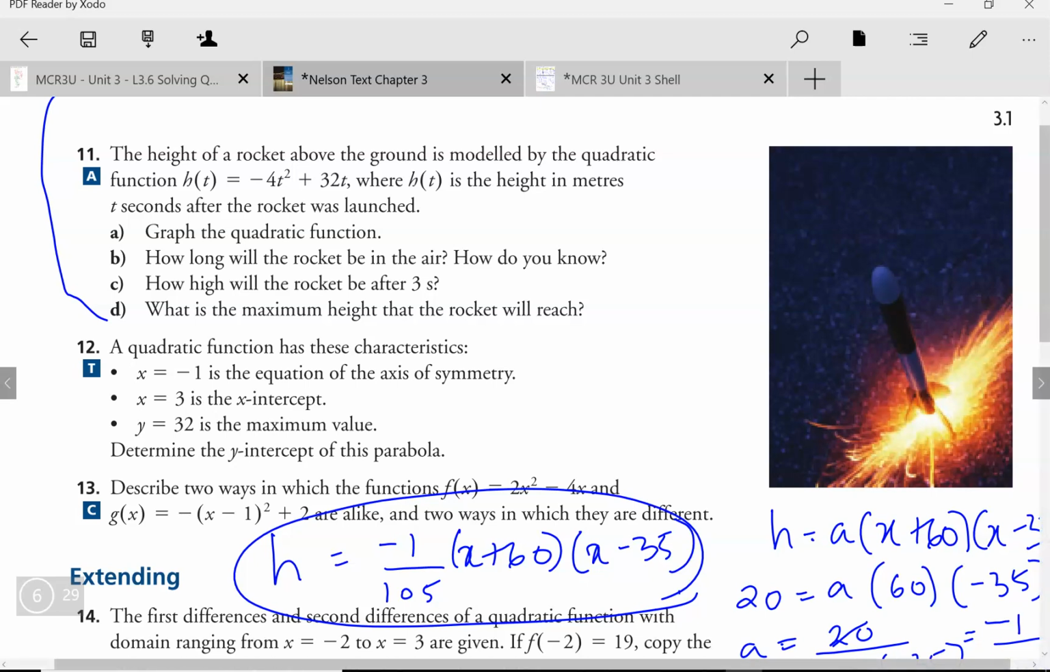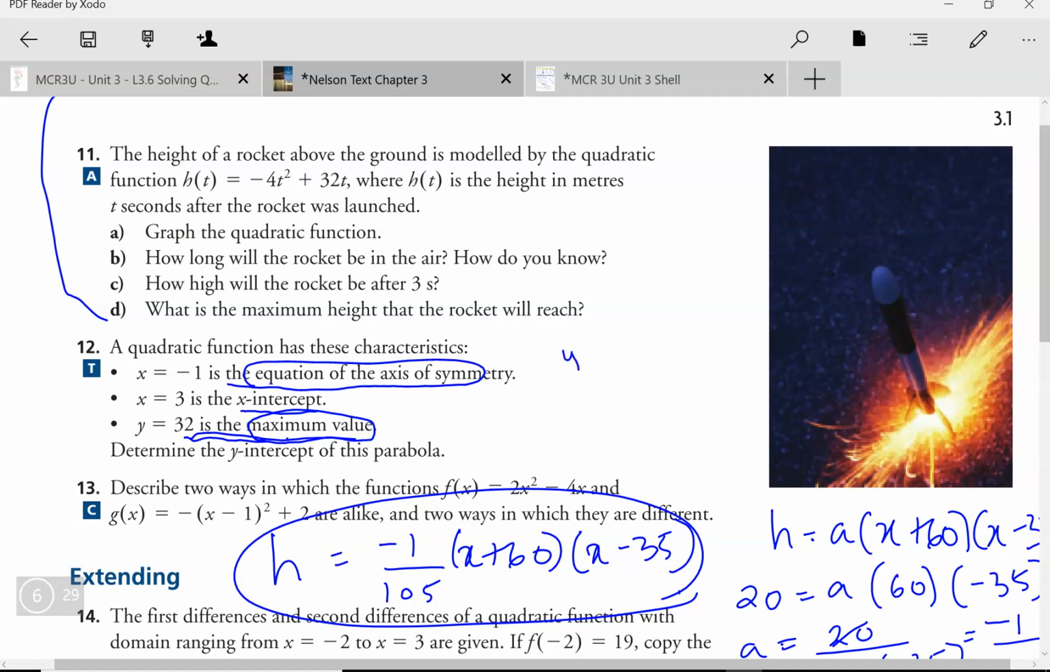Okay, quadratic function: x equals -1 is the equation of the axis of symmetry, x equals 3 is the x-intercept, and 32 is the maximum value. Determine the y-intercept of this parabola. Okay, so we have a couple of pieces of information here. We'll begin to construct our parabola. We know our maximum value, and we know our equation of axis of symmetry.